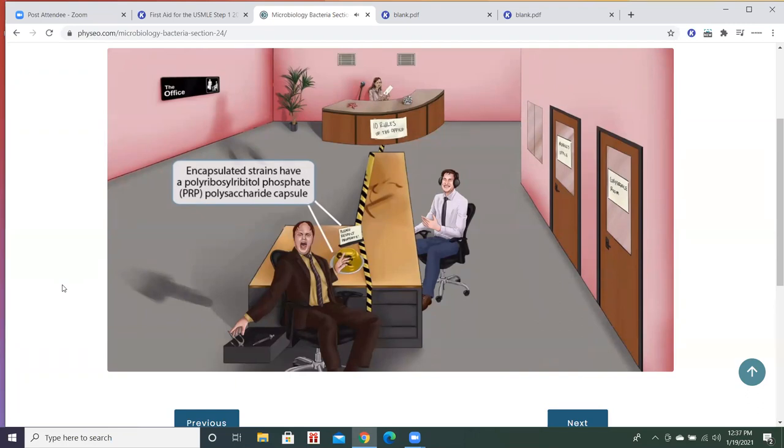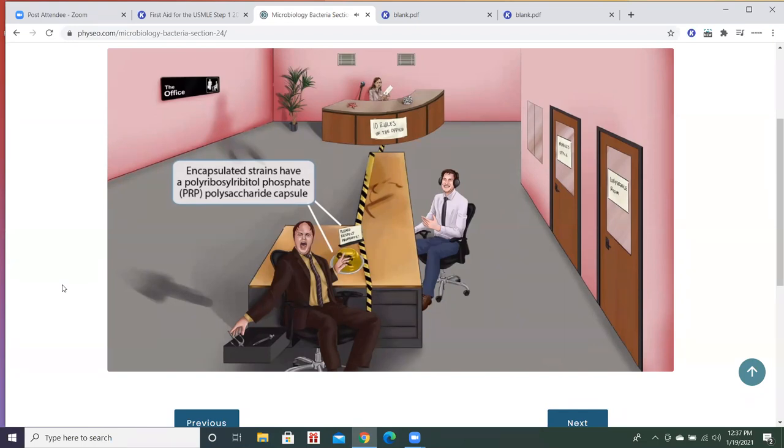Anyway, the "please respect property" sign should help you remember polyribosylribitol phosphate, or PRP, because the first letters of each word in the phrase "please respect property" make the abbreviation PRP. Additionally, the stapler is completely surrounded by jello, just like a capsule completely surrounds a bacterium. So think of the jello as a symbol for a capsule. So putting all this together should help you remember that encapsulated strains of H. flu have a polyribosylribitol phosphate polysaccharide capsule.